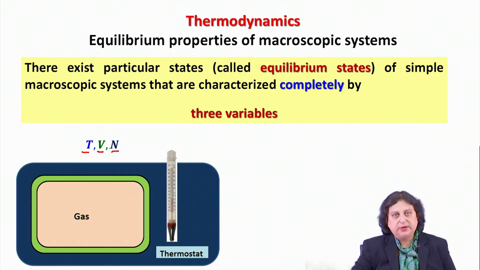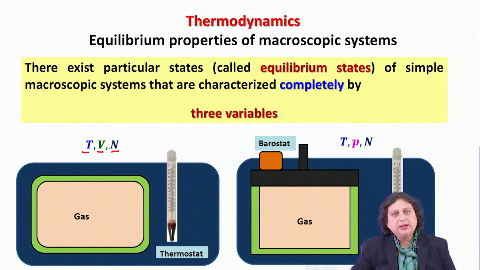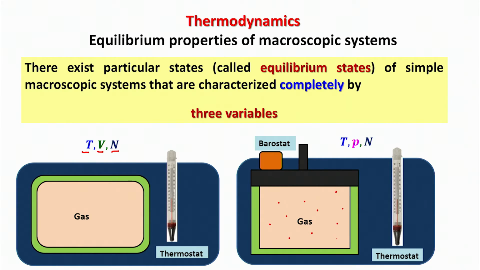In an alternative situation, you would have a little more complicated setup where the stainless steel cylinder containing the gas molecules is still immersed in this thermostat, but one side of the cylinder is attached to a frictionless, weightless, movable piston, and we have put in a weight over here, and the pressure exerted by the weight on the gas can be measured using a barostat.